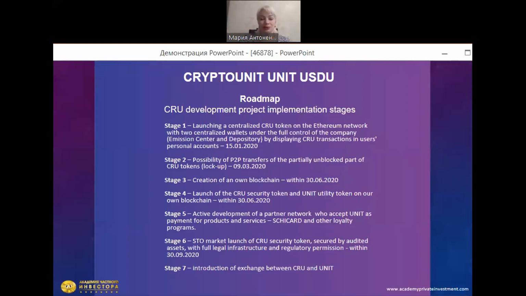And now we are holding negotiations with the software developers who will make an online game for us, the Genius of Finance. And in that online game, we're going to use our utility token as a game token. So it's quite an interesting perspective for us.